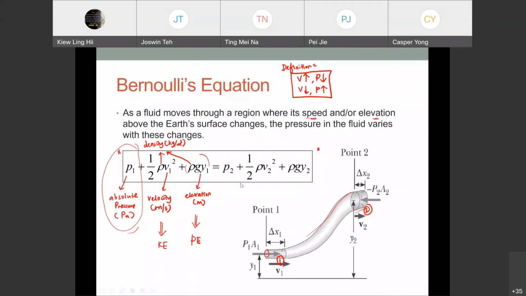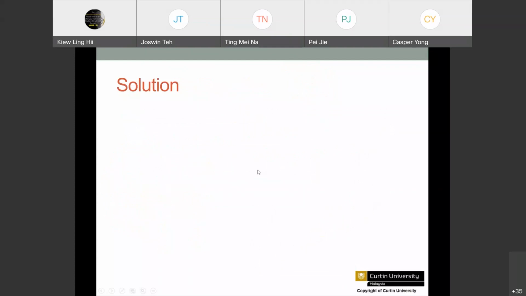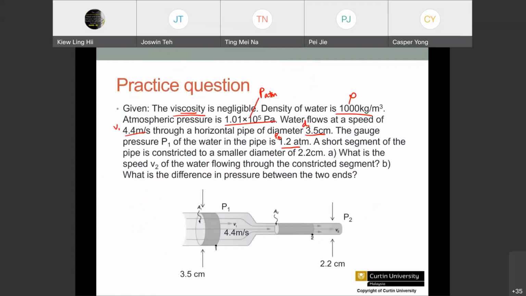Okay, but now what we are looking at here is the equation. How are we going to apply the equation? All right, so this is the gauge pressure, 1.2 atmospheric gauge pressure at point 1. So we put it as PG1. A short segment of the pipe is constricted to a smaller diameter. So this is diameter D2, 2.2 centimeter. What is the speed? Find V2.